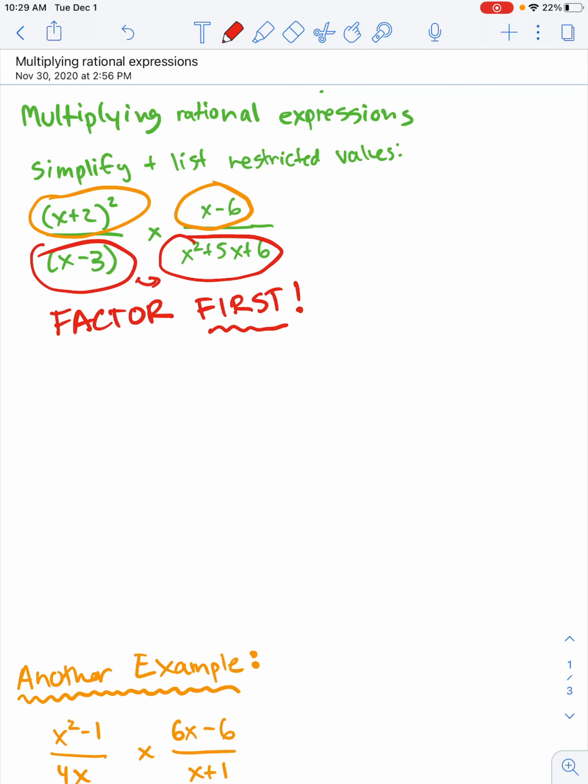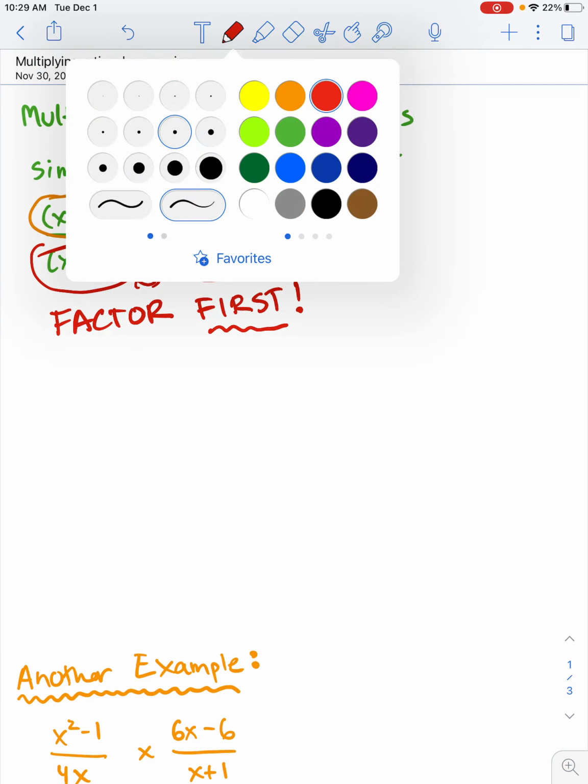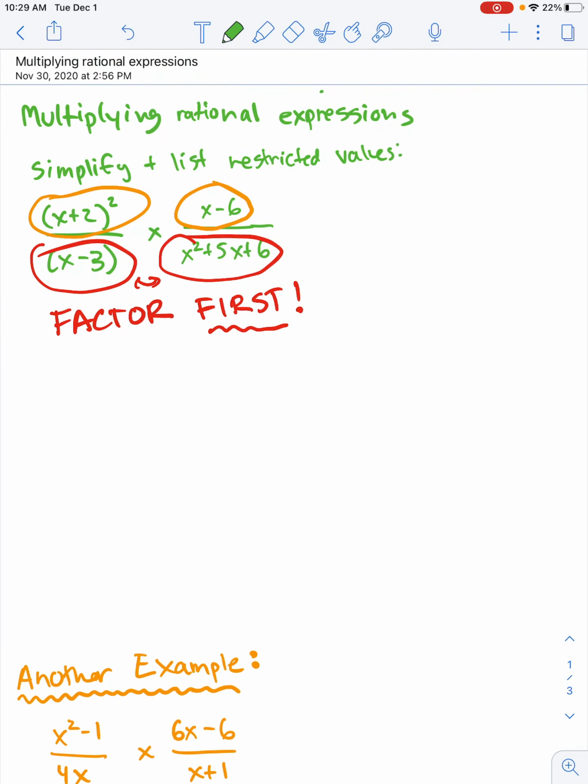So don't just start FOILing this, don't just start multiplying. Instead, I'm going to first look at every numerator, every denominator, and factor it. So x plus 2 can't be factored anymore. X minus 3, that can't be factored any further. This was supposed to be 2x. 2x minus 6, that we can pull a 2 out from. So we're going to do that. And then this final denominator can be factored into x plus 2 times x plus 3.